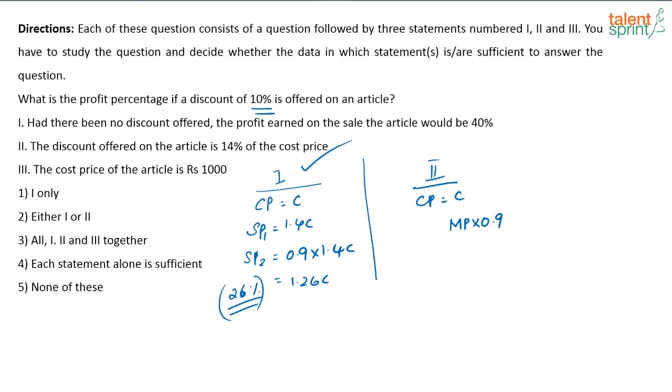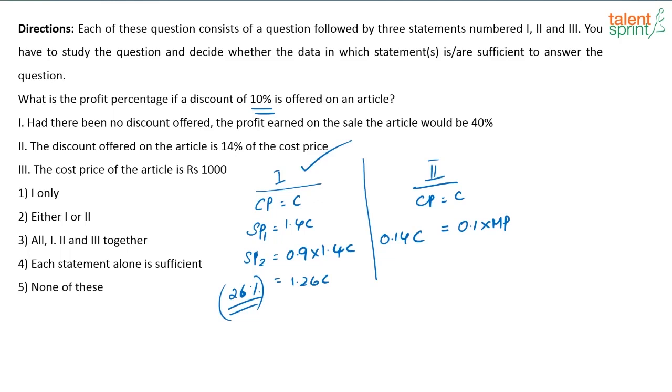The discount offered on the article is 14% of the cost price, or that is, what is the discount that you are offering? You are offering 10% discount on the marked price, or 0.1 times marked price. This is the discount offered. This is nothing but equal to 14% of the cost price, correct?